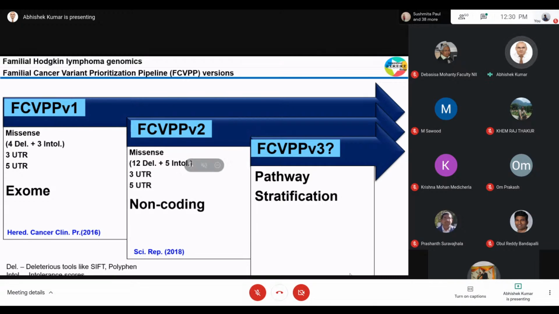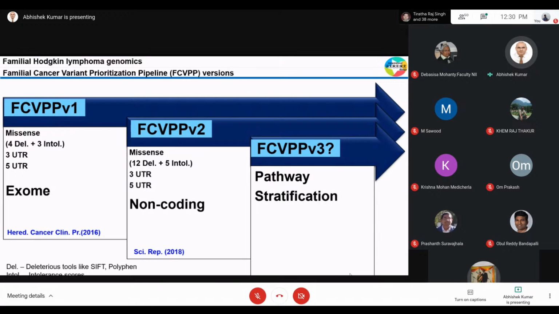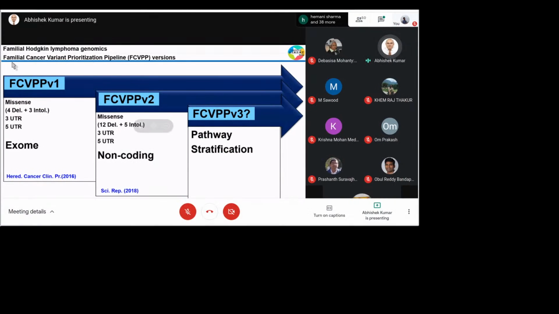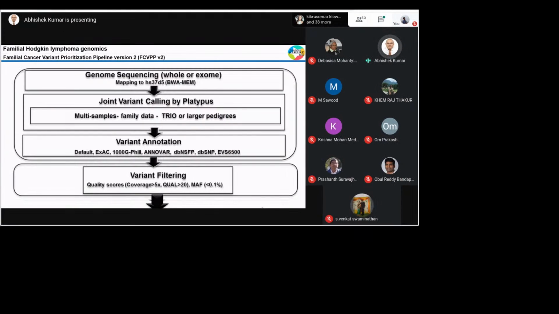And then we are still thinking, even if we do whole exome sequencing or whole genome sequencing, we are still left out with some families where we cannot deduce a final mutation or final genes or pathway genes where the mutation is. Can we do a pathway stratification based method and develop the next version or improvise the first two versions? And that's what we are thinking about, and we are working on it. With the existing method, I will go briefly through how we are doing it.